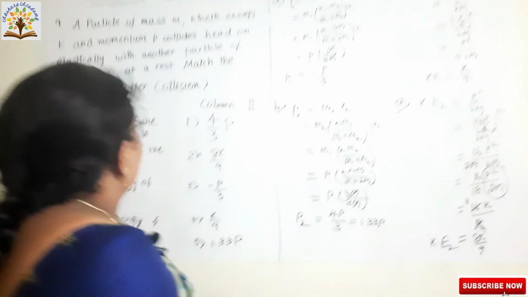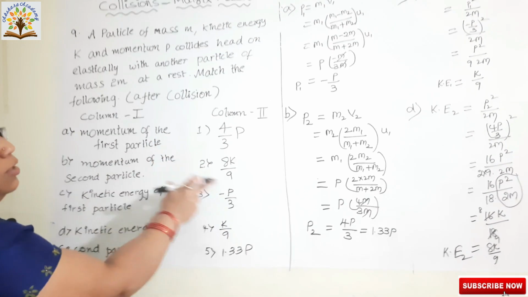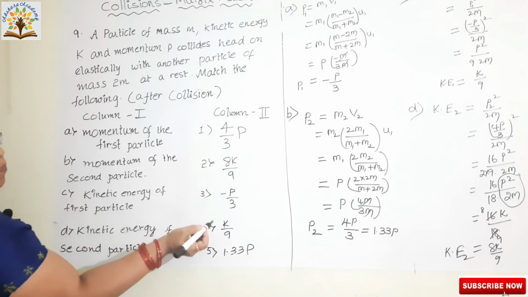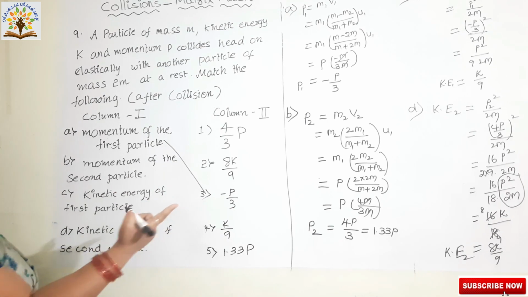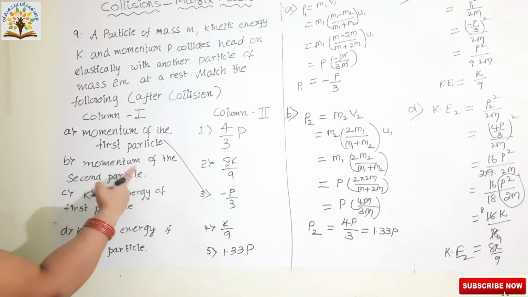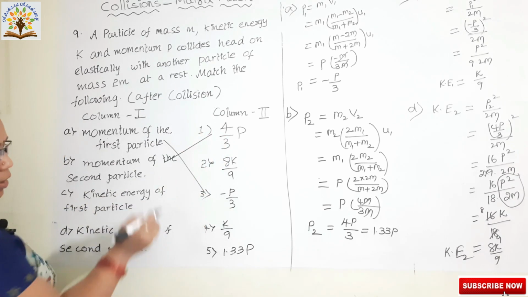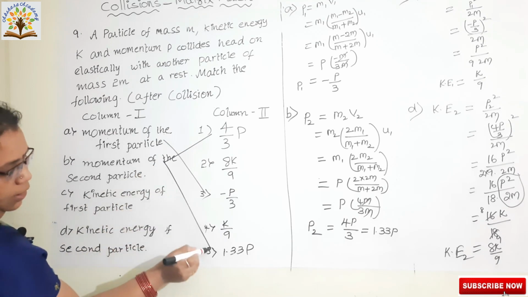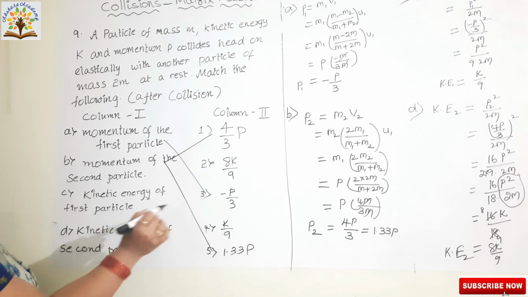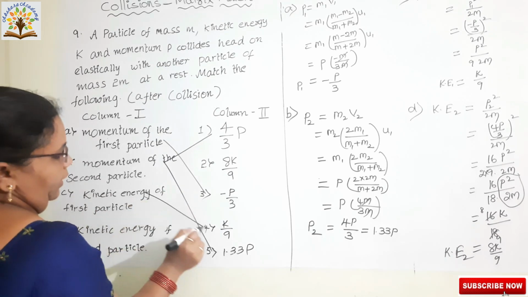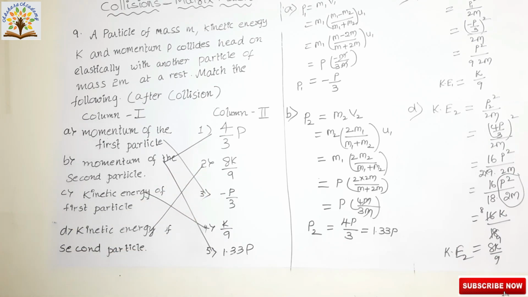Now first see this one. What is the momentum of the first particle? Minus P by 3. So the third option is correct. The momentum of the second particle is 4P by 3, or we can write 1.33 P, and the kinetic energy of the first particle is K by 9. Kinetic energy of the second particle is 8K by 9.